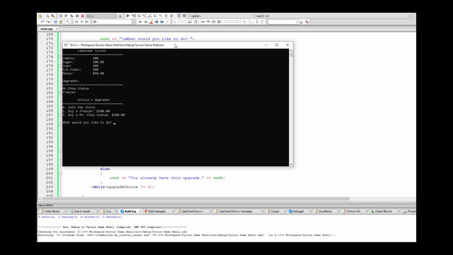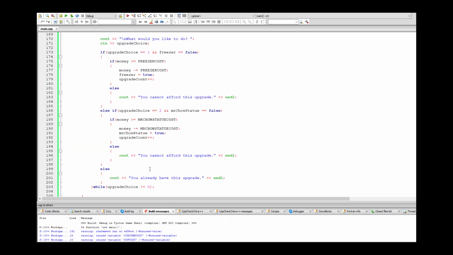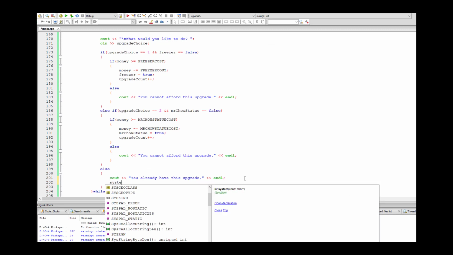Now the problem is, let's exit out. 1, 2, 3, 4, 5. Okay, so I have enough money. Go back to upgrades. Right, if I choose 1, okay, it says you already have this upgrade. If I choose 2, it actually says that as well. But if I say 3, 4, it also still says it, you can see it flash on the screen. I'm not sure if you'll be able to see it. Let's throw in a system pause there so people can see it.